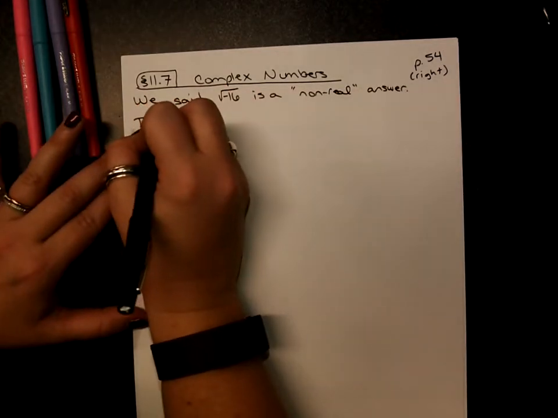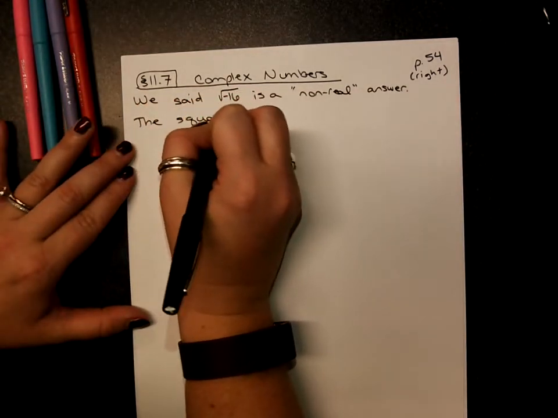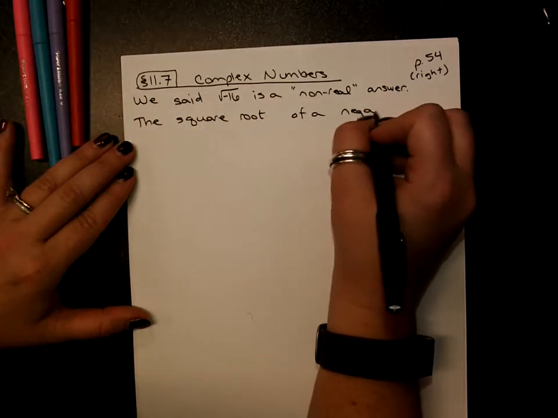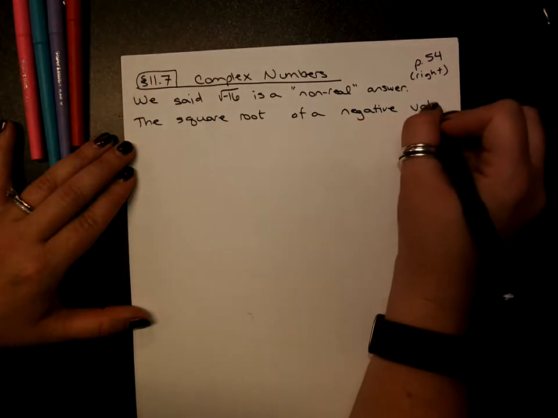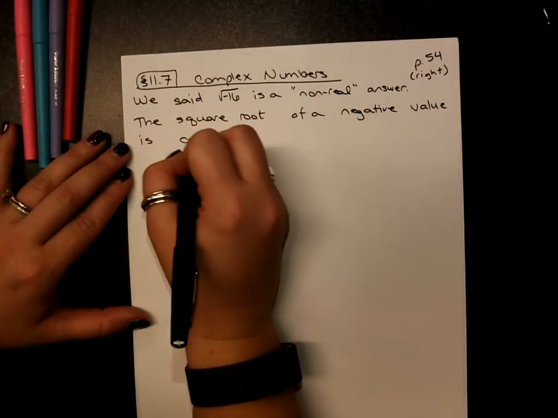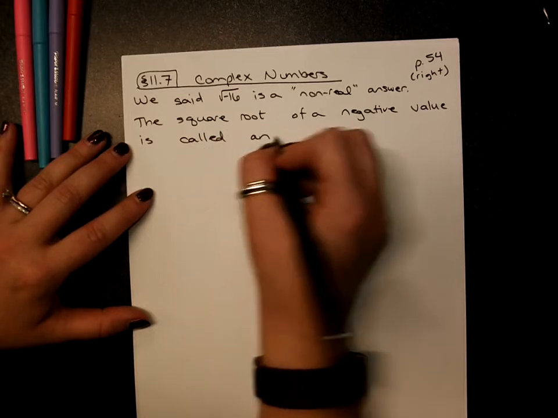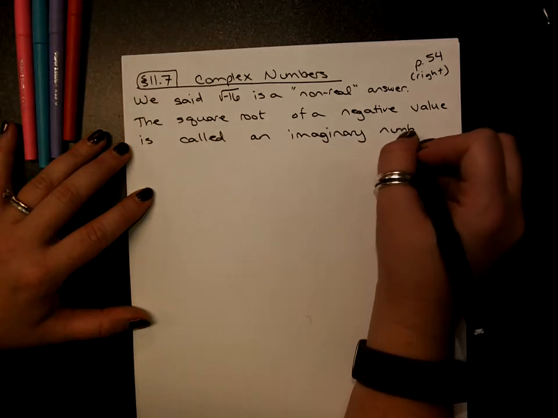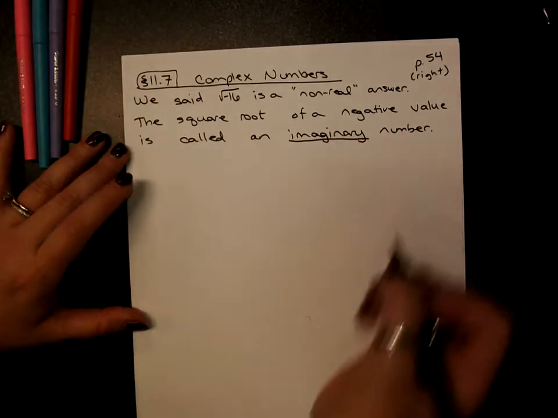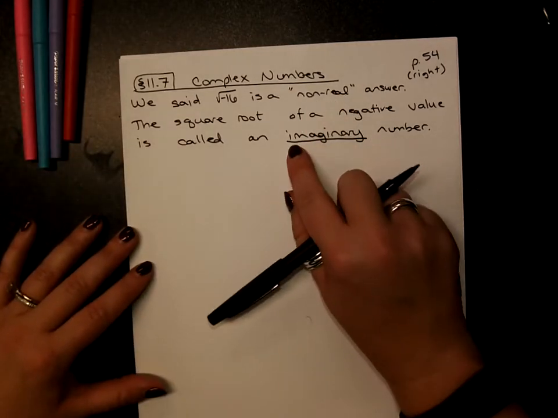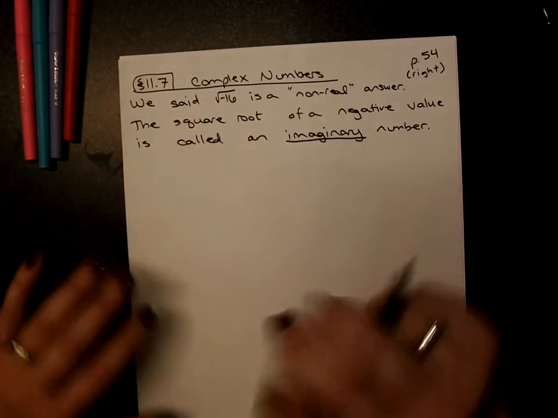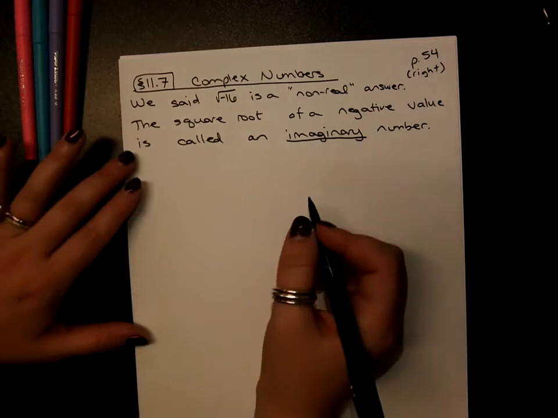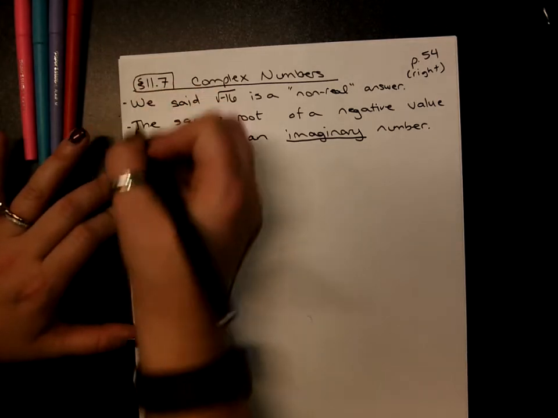So the square root of a negative value is called an imaginary number, which sounds a little ridiculous right now, but it's not a real answer. It's what we call an imaginary number, and these are real and they are used in real life, but they're called imaginary numbers.